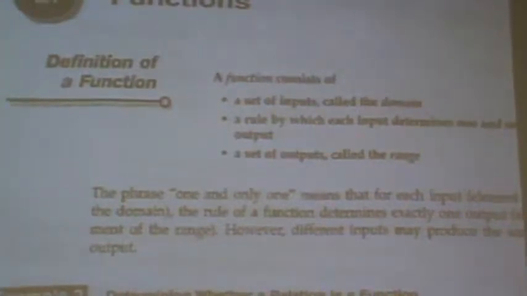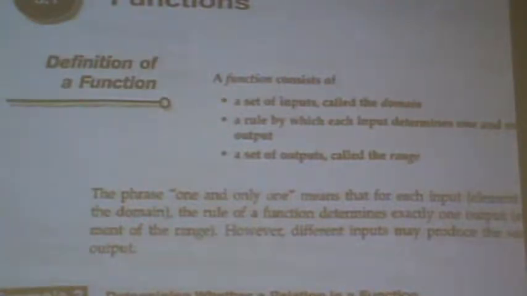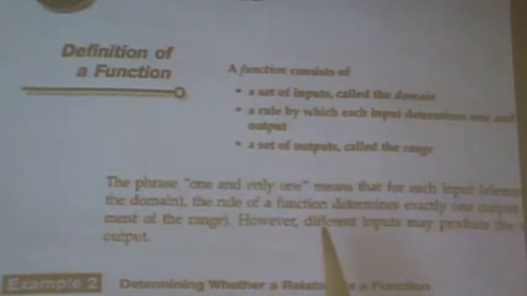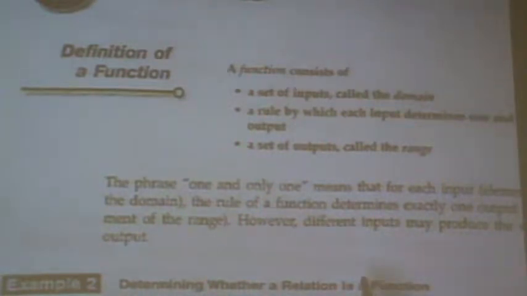Today you are going to learn a little bit more about functions and how to determine whether a relation is a function or not. So let's review. What is a function? A function is a special type of relation such that for all the x values there's only one y. That phrase, one and only one, means for each input there is only one output.